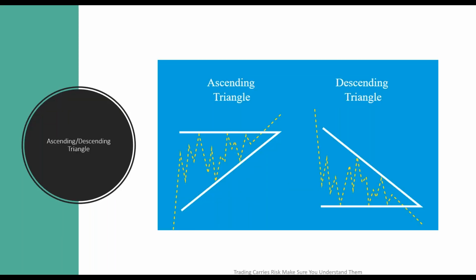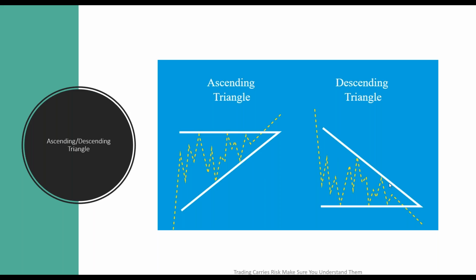So ascending and descending triangles, as opposed to symmetrical triangles, are done exactly the same. That's why I call them all triangles. The difference is in an ascending and descending triangle, you have one level that's horizontal while the other is moving on an angle.